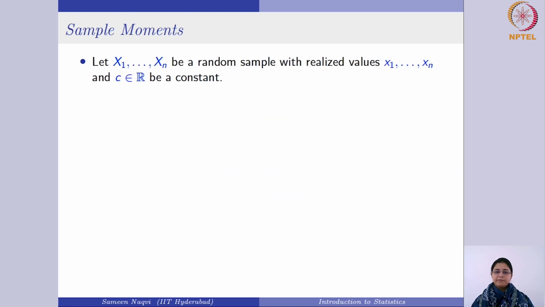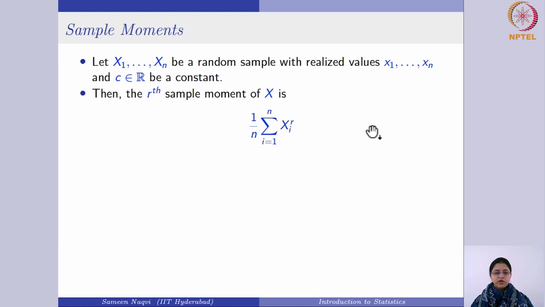Likewise, you can have the sample moments also. If x1, x2, ..., xn is a random sample, these are the realized values, small xi, and you have a constant c over here. Then the rth sample moment would be 1 over n summation xi raised to the power r. When r is 1, you have the first sample moment, which is 1 over n summation xi, which means it is the sample mean itself.